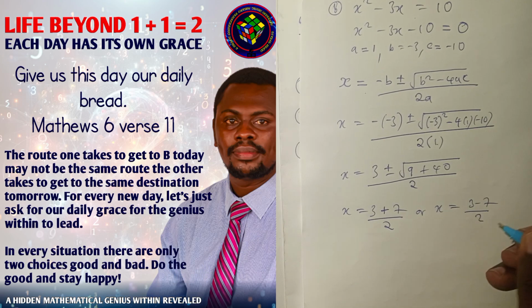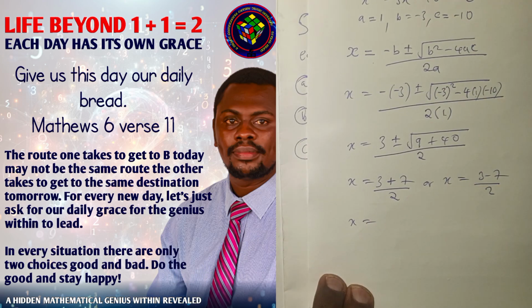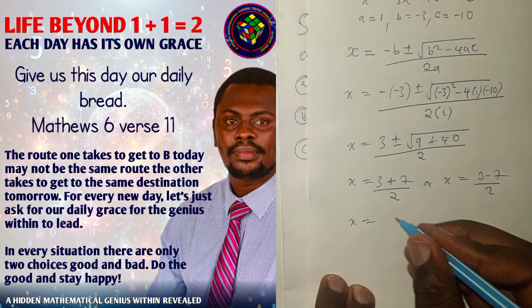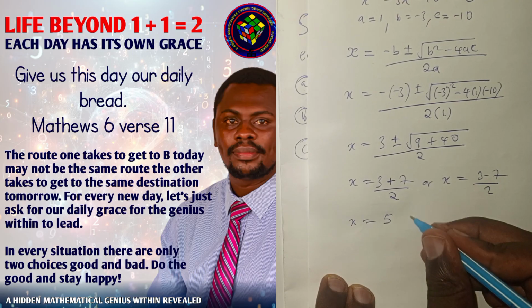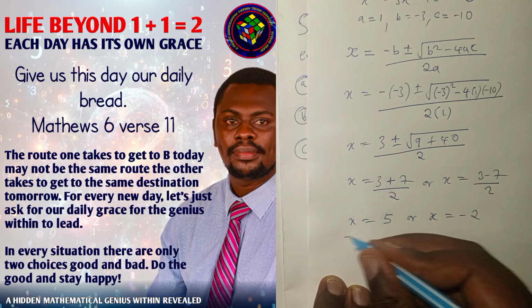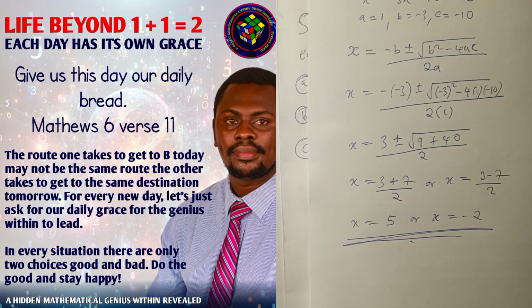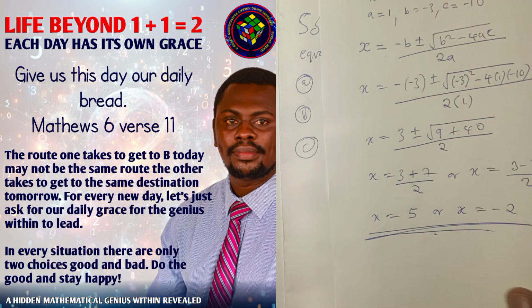Okay, so x is equal to 3 plus 7. Yes, 3 plus 7 is 10, and 10 divided by 2, yes, 5. So x is equal to 5, or x is equal to 3 minus 7. Yes, we get minus 4, then divide by 2. Yes, that's minus 2. So x is equal to 5, or x is equal to minus 2. That was B. We go to C.